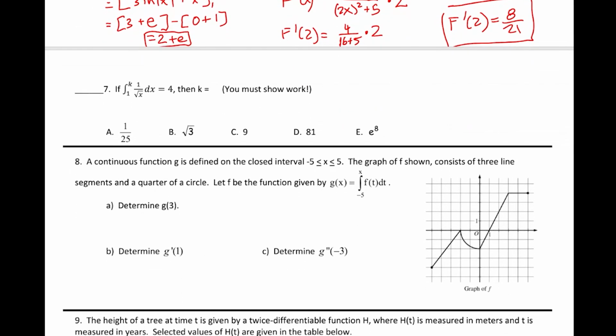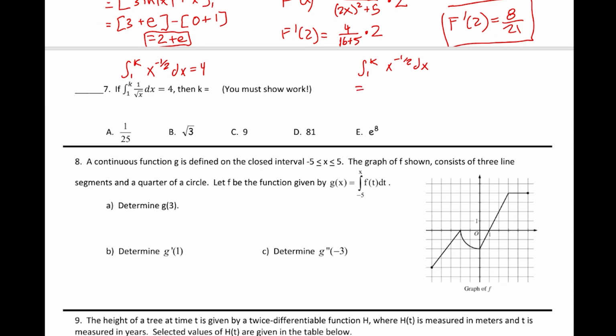Number 7, if the integral from 1 to k of 1 over, okay, well, as soon as I see this, again, I'm going to be rewriting this so that I can see how to integrate it a little easier. So I'm going to rewrite this as, instead of 1 over root x, I'm going to write it as x to the negative 1/2 power. Okay. So anyway, if this is true, then what does k equal? Okay, so we have this integral from 1 to k of x to the negative 1/2 dx.